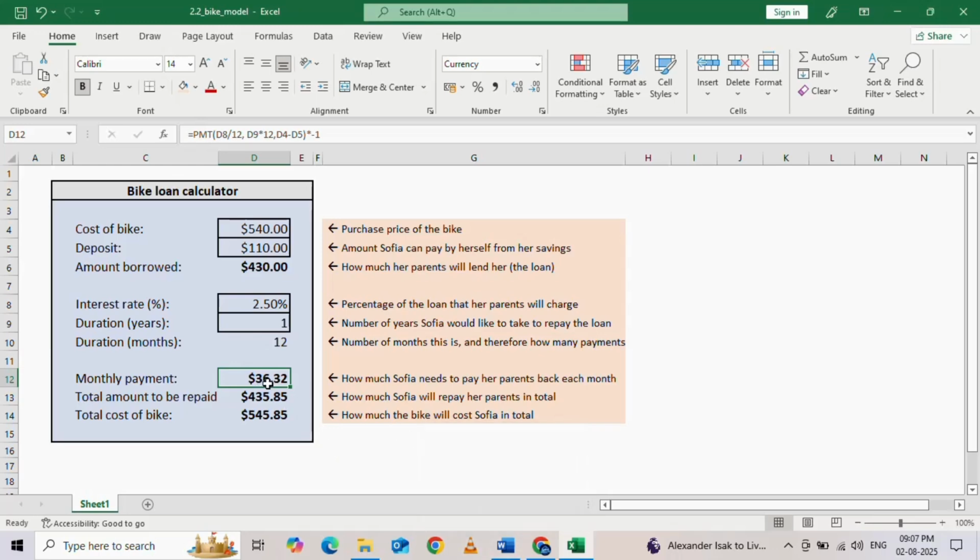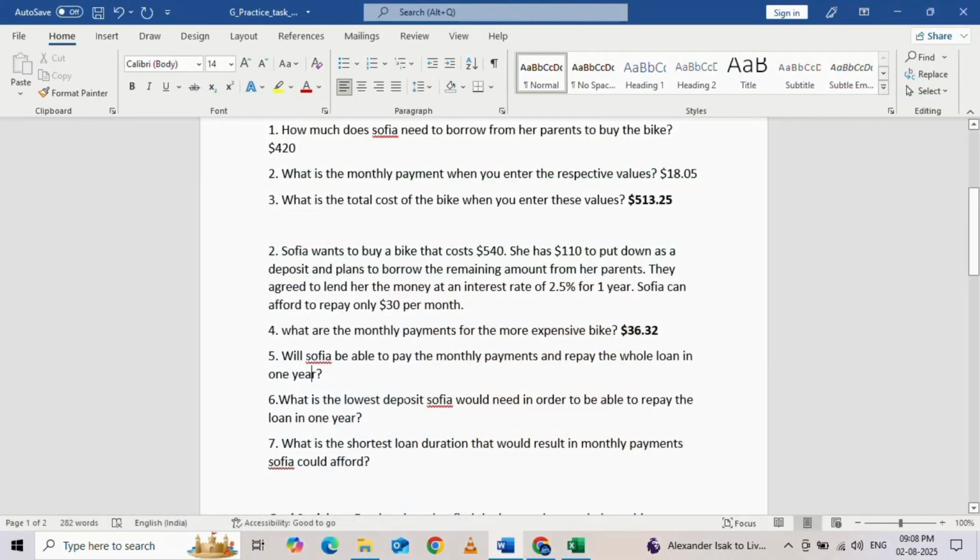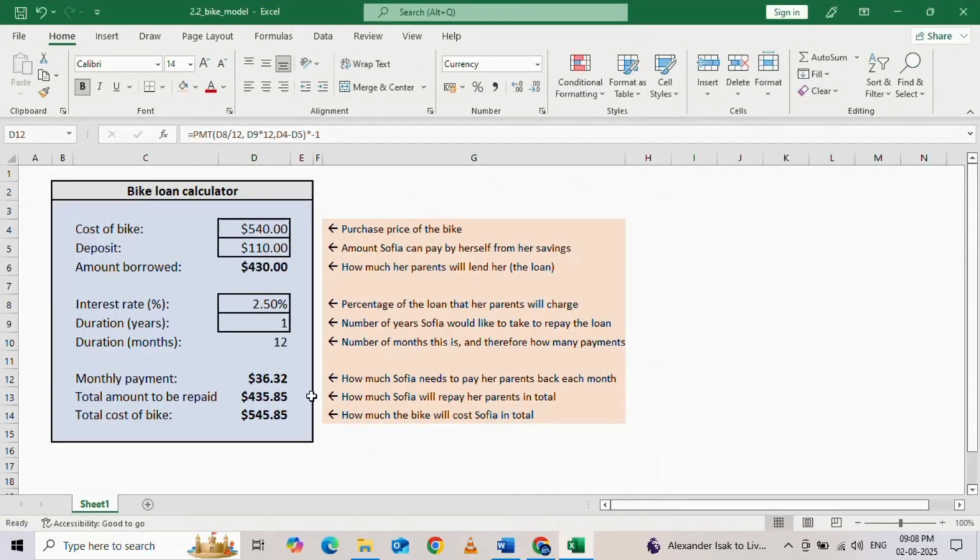Now tell me, can she pay the money in 1 year? No, she could not pay, right? Then we can answer this as no, because she could afford only the $30. The rest, $6.32, she could not afford. So we can say in 1 year she could not pay the loan.